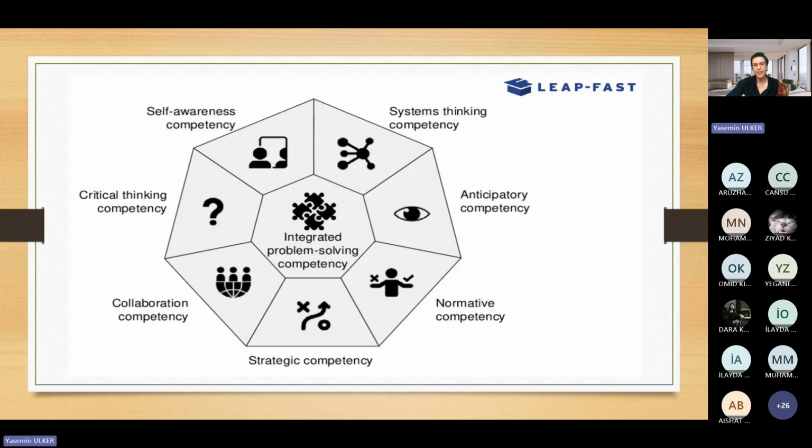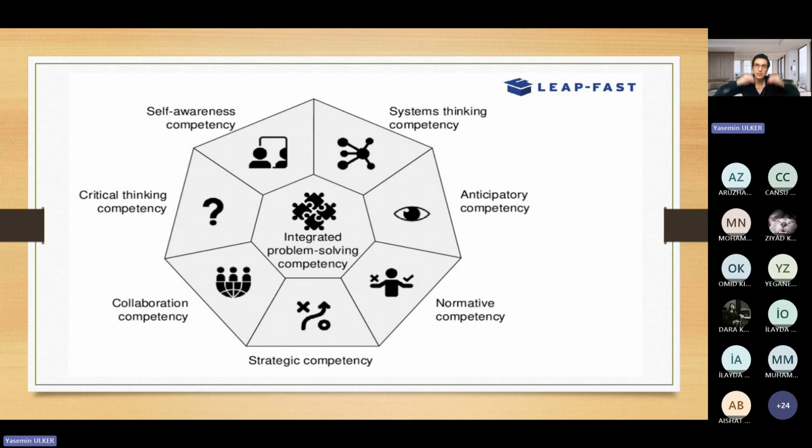Look, another one. Leap fast. This is UNESCO. Maybe I told you before. Now I am getting training from UNESCO and UNITAR, United Nations, and they are giving us a course about sustainable development transformation. And these are the skills they teach us as well. They said that these are the skills students should have in the future. Okay. So integrated problem solving competency is in the middle of it.